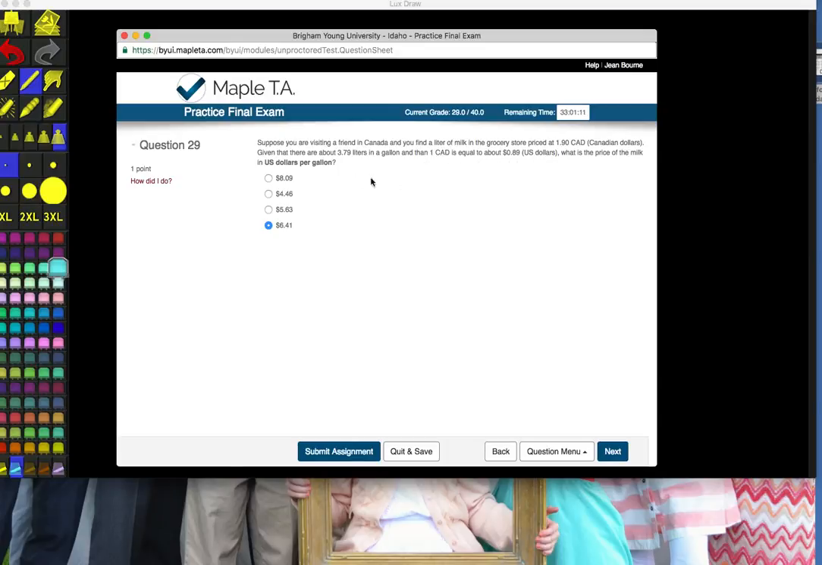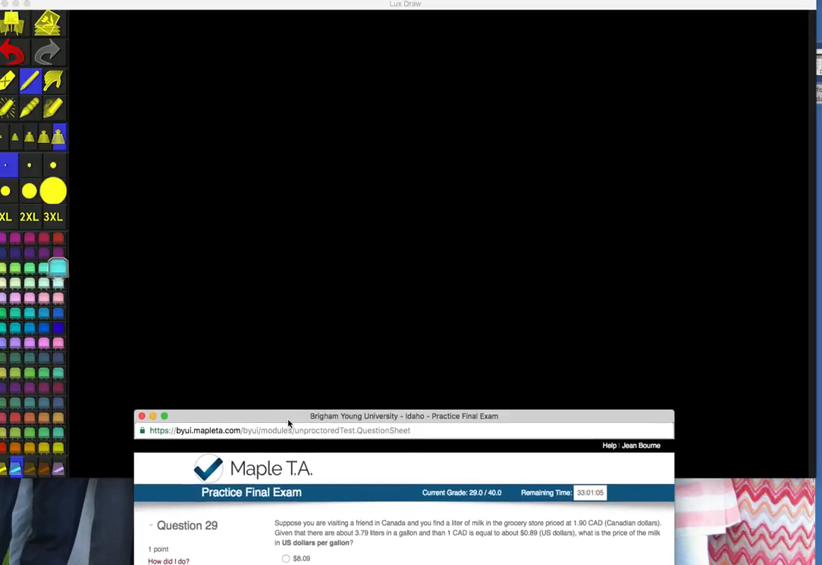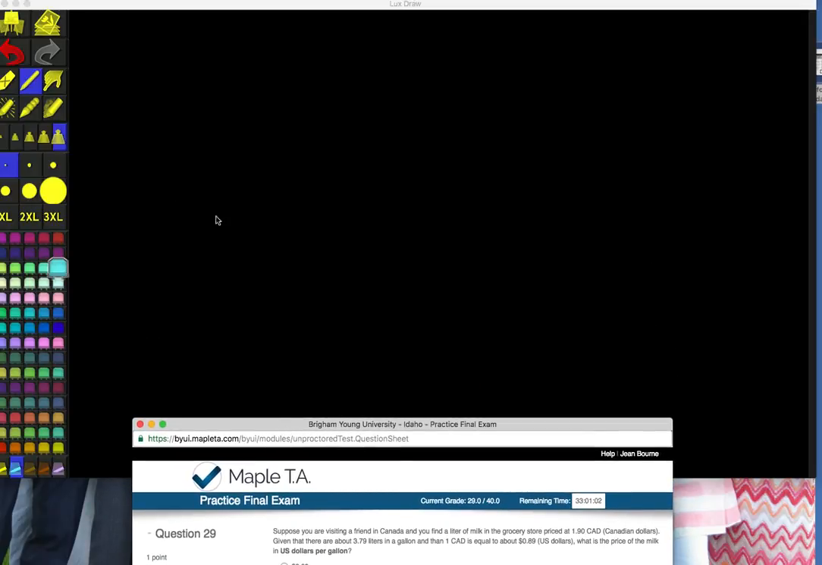Okay, what is the price of milk in dollars per gallon? So what I like to do when I do these is the first thing I do, I'll bump this down here again so you can still see it. I should have done that earlier. So I write down what I have.